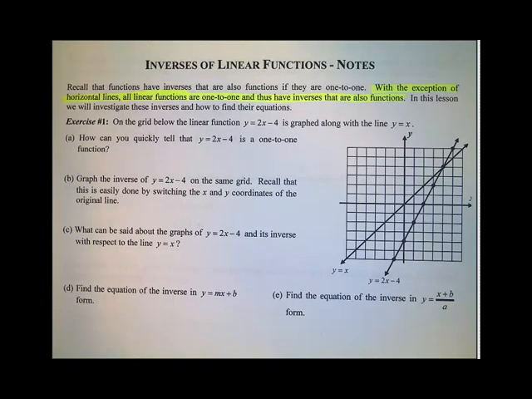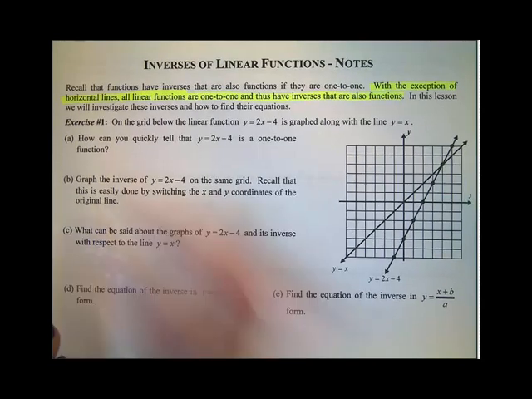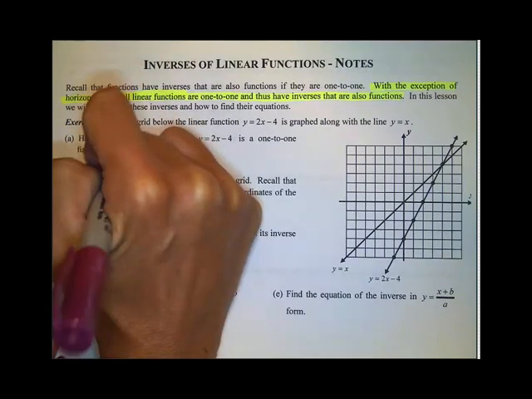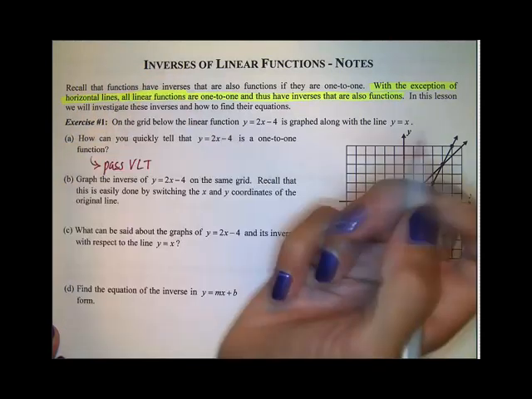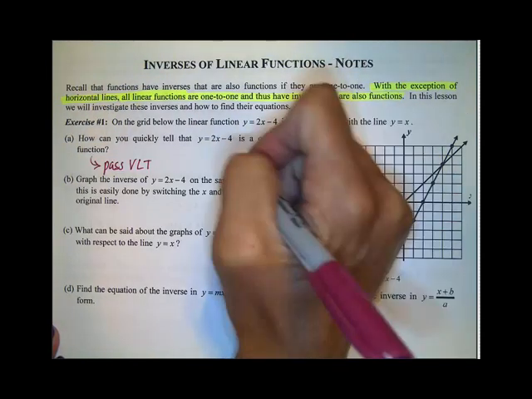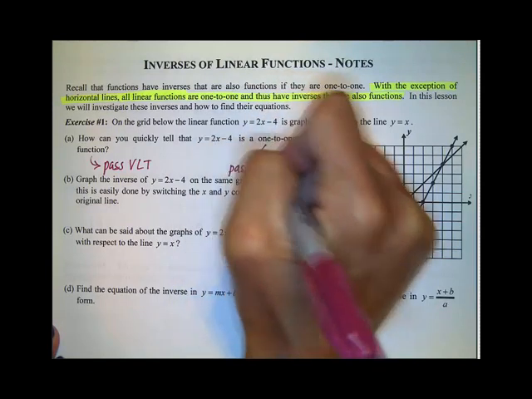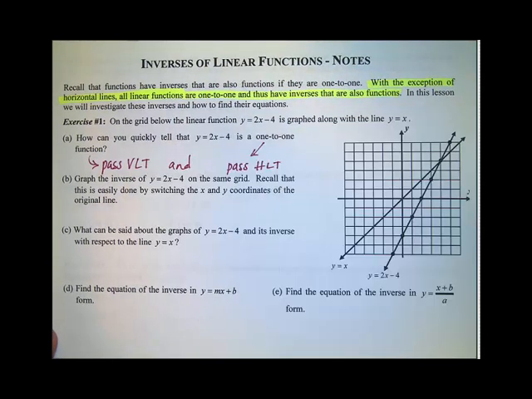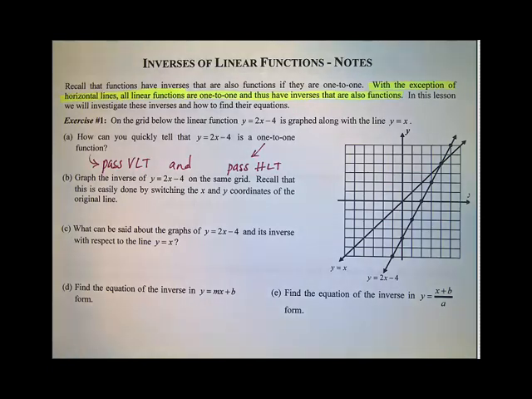Exercise 1. On the grid below, the linear function y equals 2x minus 4 is graphed along with the line y equals x. How can you quickly tell that y equals 2x minus 4 is a one-to-one function? Well, remember, for it to be a function, it has to pass the vertical line test. In order for it to be a one-to-one function, it also has to pass the horizontal line test. So it has to pass both, and that line, 2x minus 4, does.